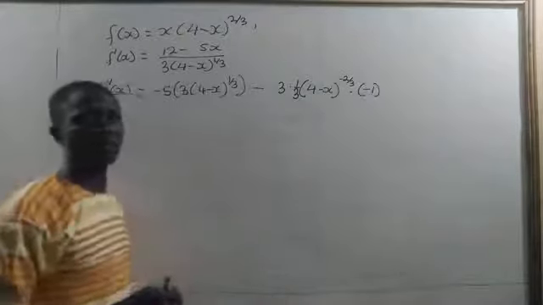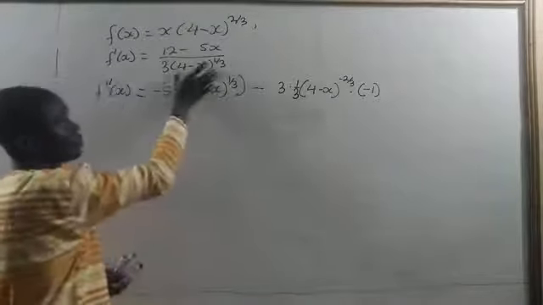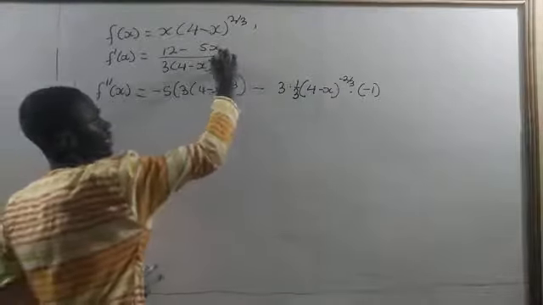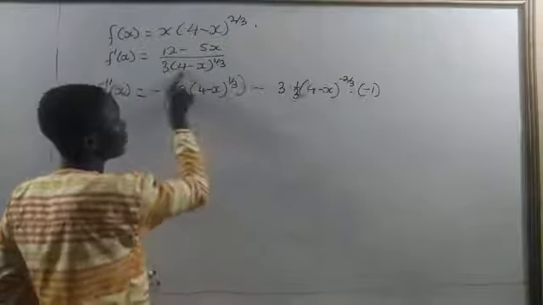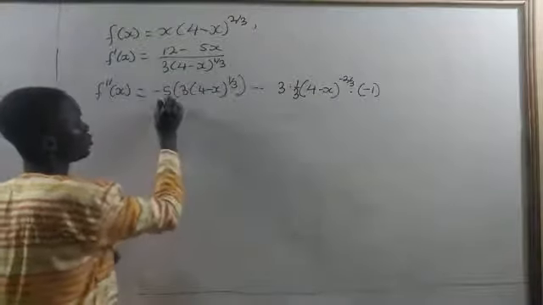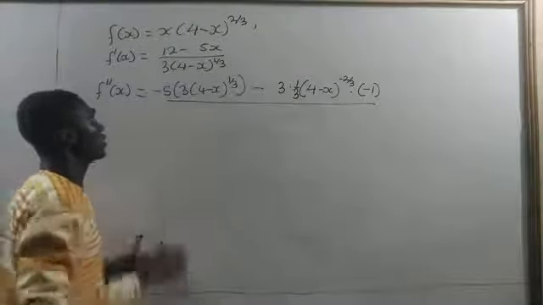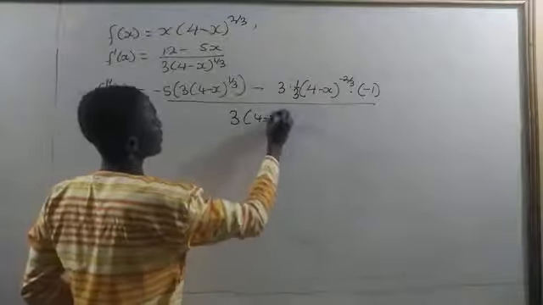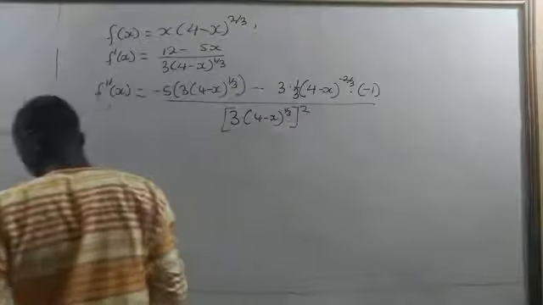Check the description and watch my video on derivative using the chain rule, so you understand how to differentiate this. We have 3 here already. So to differentiate this, just bring the power down and then subtract 1 from the power. Then after that, we differentiate what is inside and multiply it. Since we are using the quotient rule, we divide all by (3 times (4 minus x)^(1/3)) squared.